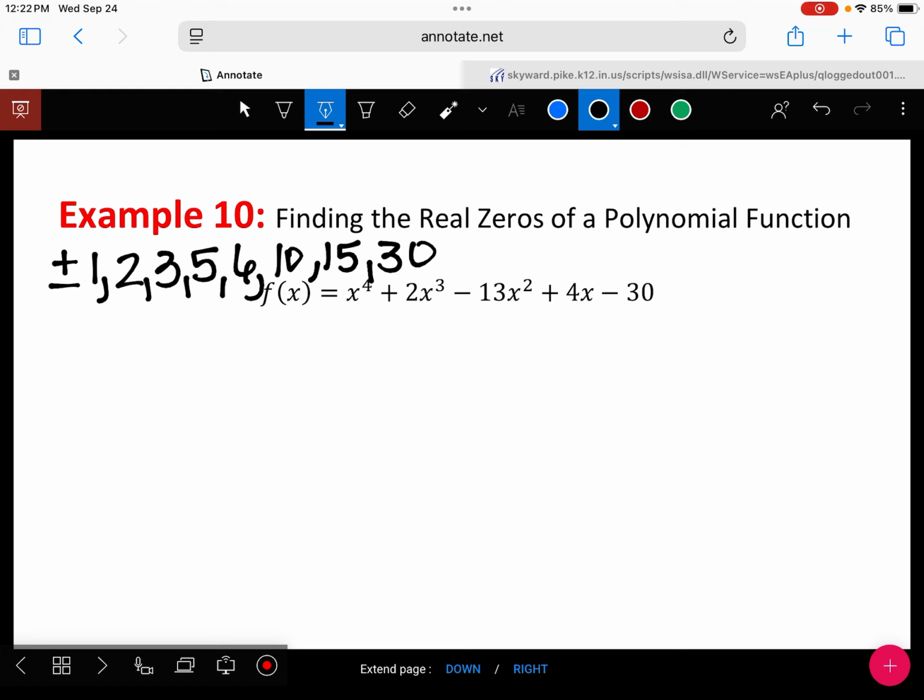I'll help you out, tell you that 2 doesn't work. But definitely try 1 and negative 1 and then skip the 3.